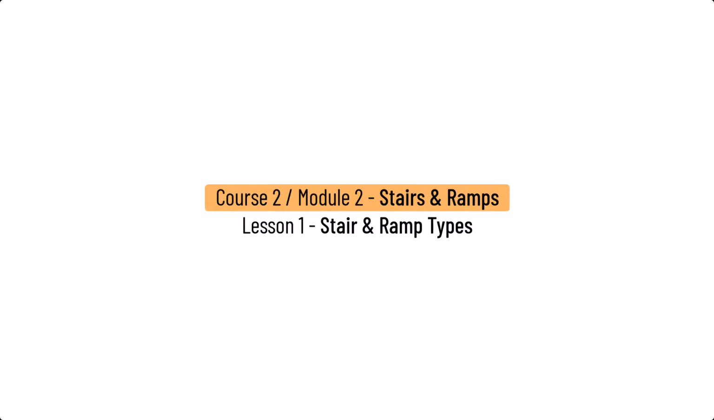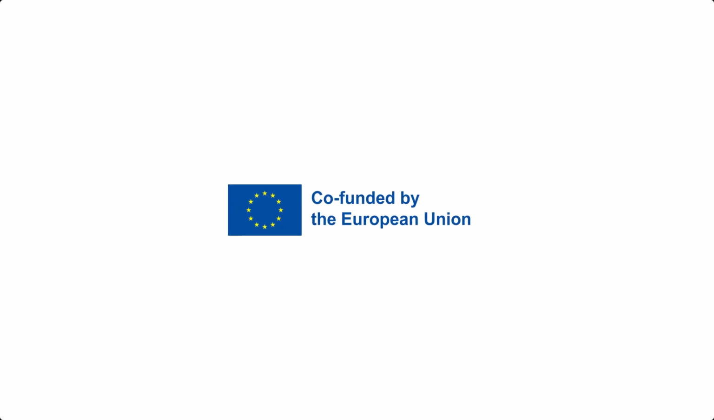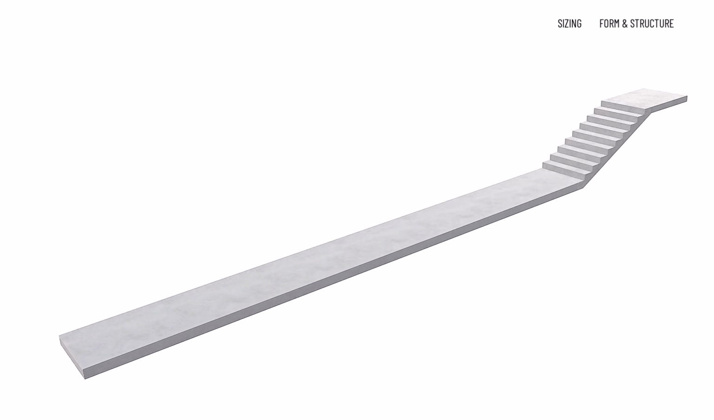Stairs and ramps. Lesson 1. Stair and ramp types. Stairs and ramps are structures that bridge differences in level using a transport surface. Stairs are divided into equal steps to connect levels, while ramps bridge the height difference with flat surfaces rising in one direction.